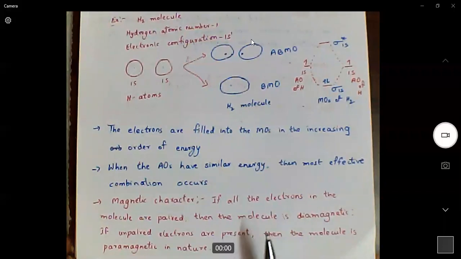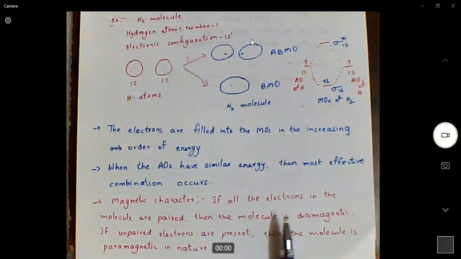We can derive the magnetic properties of the molecule from MO theory. If the molecule has completely paired electrons, then the molecule is diamagnetic in nature. If the molecule has unpaired electrons, then the molecule is paramagnetic in nature.